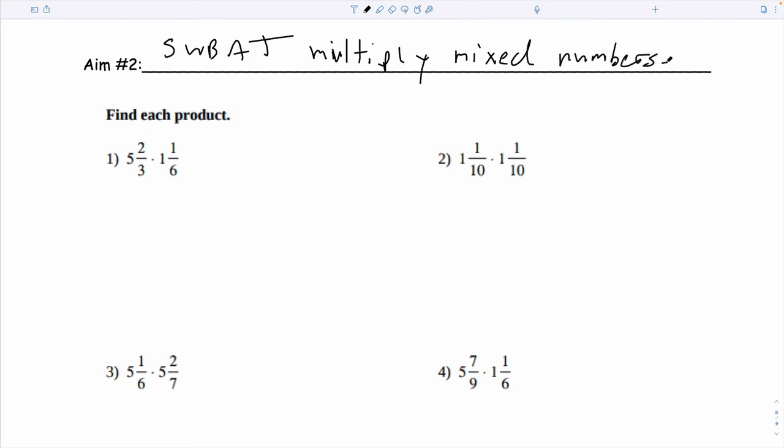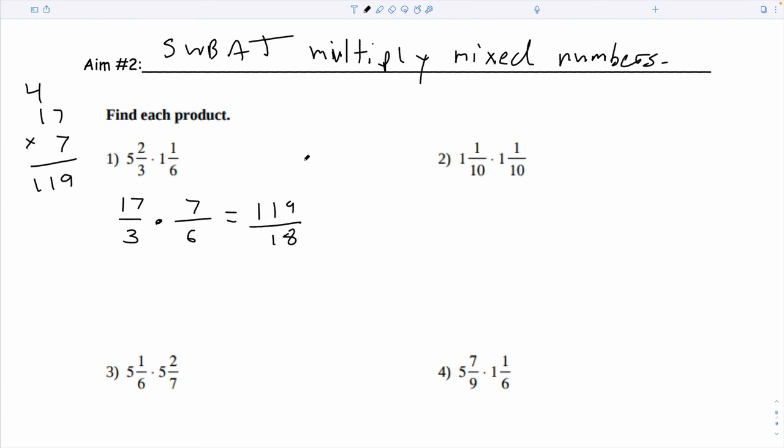We haven't done this except for some silver problems, so do the first one with me. Find this page in your packet. Whenever you multiply mixed numbers, you always make it an improper fraction first. 5 times 3 is 15, plus 2 is 17. 6 times 1 is 6, plus 1 is 7. Multiply across, I can't cross cancel. 17 times 7 is 119. 6 times 3 is 18.